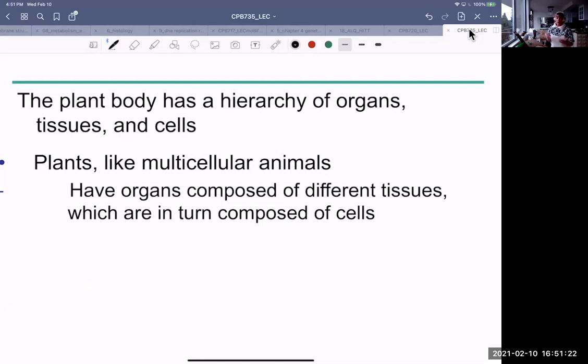If you think of animal organs, what do you think of? What are some animal organs? You can write that in chat. Stomach? Sure. Heart. Yeah. So the stomach, for us, the stomach digests food, nutrition.